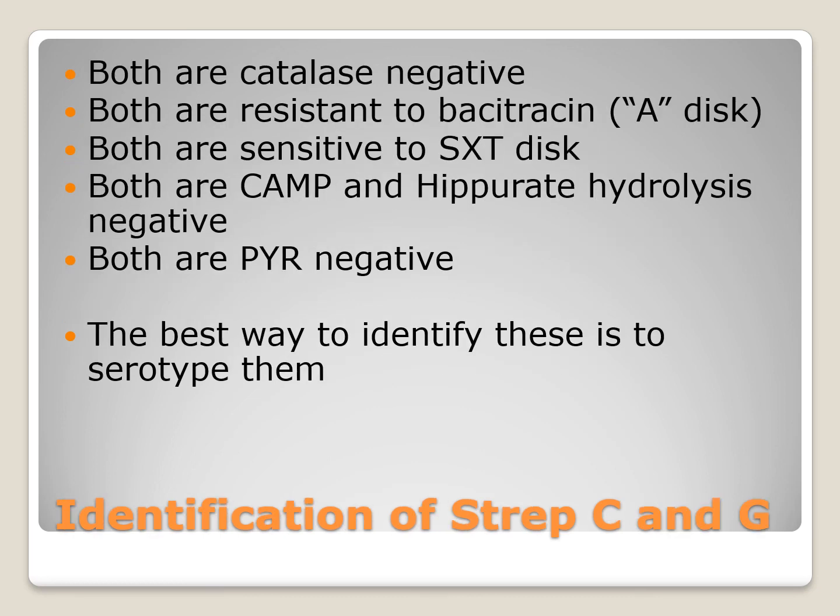So Streptococcus C and G are very similar metabolically. They're both catalase negative. They're both resistant to bacitracin. They're both sensitive to SXT, and they're both CAMP and hippurate hydrolysis negative. They're also both PYR negative. The best way to identify Streps C and G is by serotyping them with the C and G latex.